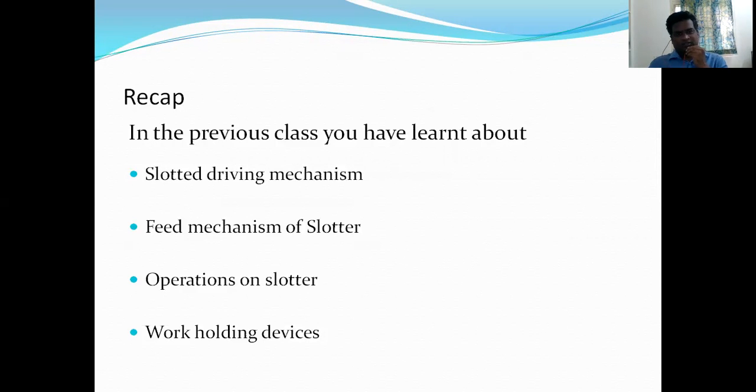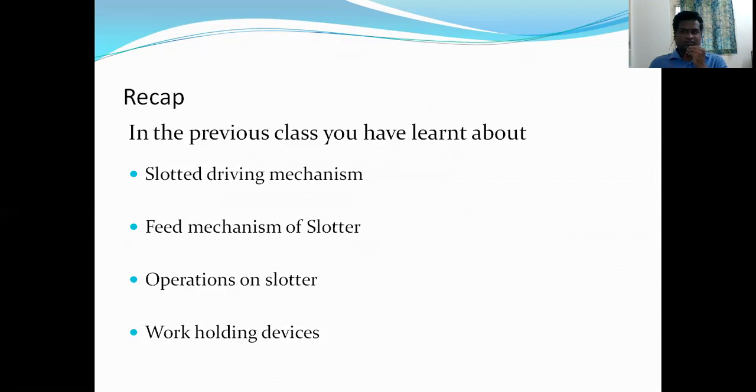Shaper is a reciprocating machine and it is used to produce flat surfaces, whereas the slotting machine also has reciprocating motion and is also used to produce flat surfaces. But the difference between the shaper and slotter is that the basic shaper is in horizontal direction and the basic slotter is in vertical direction. We have the vertical shaper also, but what is it? It is similar to the slotting machine.